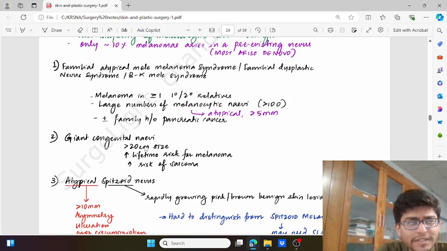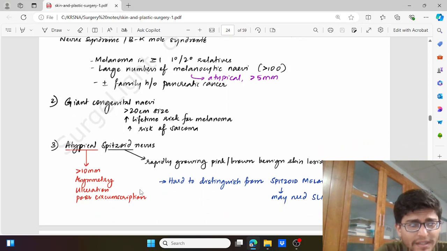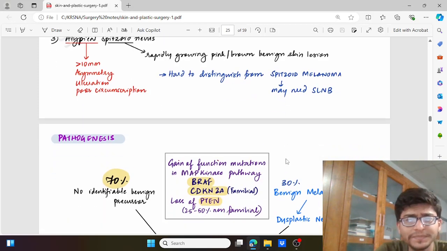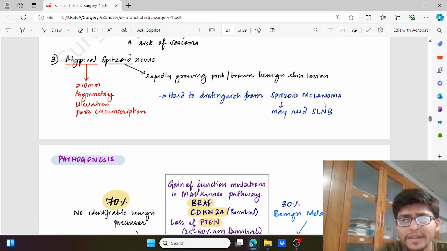Then giant congenital nevus, of size more than 20 centimeters, has a lifetime risk of melanoma and risk of sarcoma. So these have an increased lifetime risk for melanoma and sarcoma. Then atypical spitzoid nevus: atypical means more than 10 mm, more than 1 centimeter, asymmetrical, ulceration, poor circumscription. These are rapidly growing pink-brown benign skin lesions, hard to distinguish from spitzoid melanoma, so they may need sentinel lymph node biopsy.